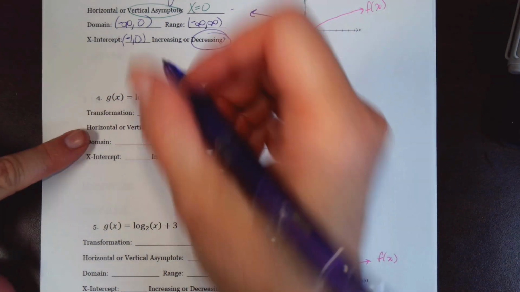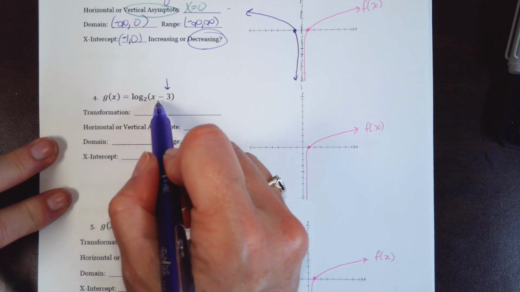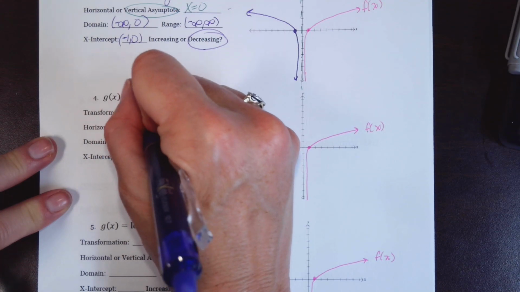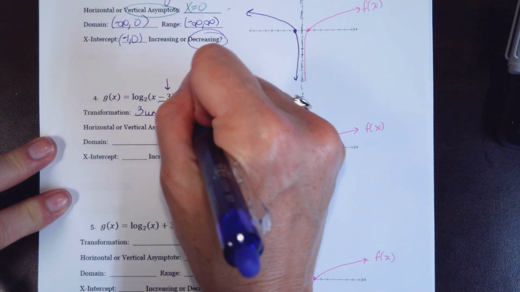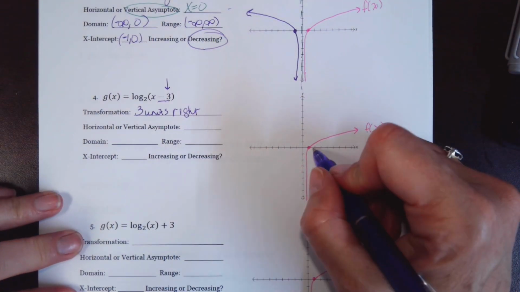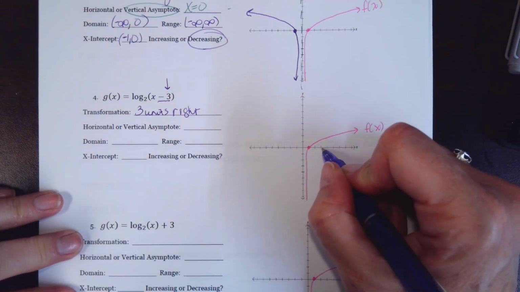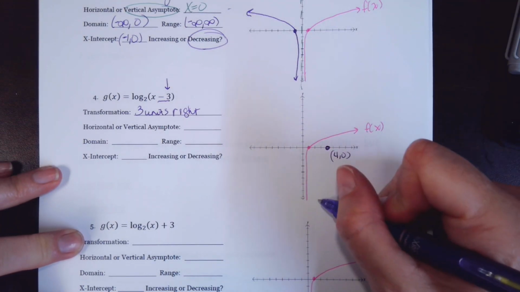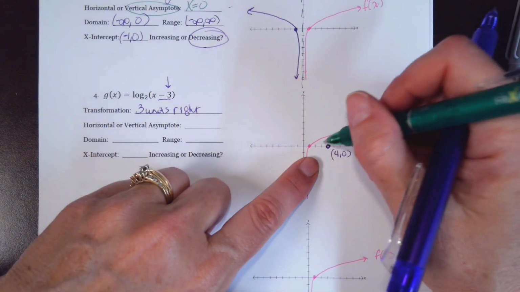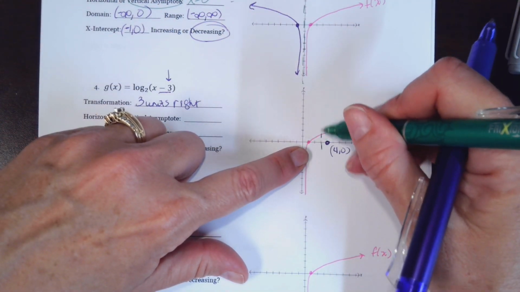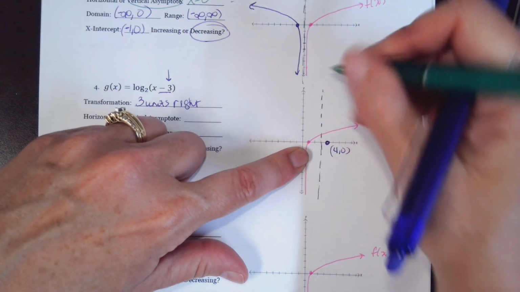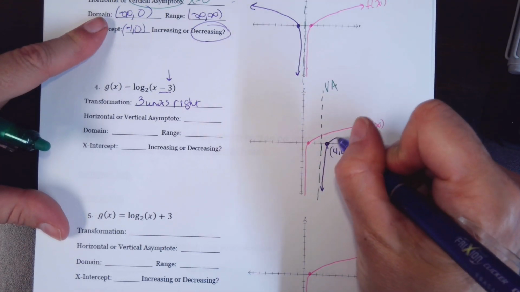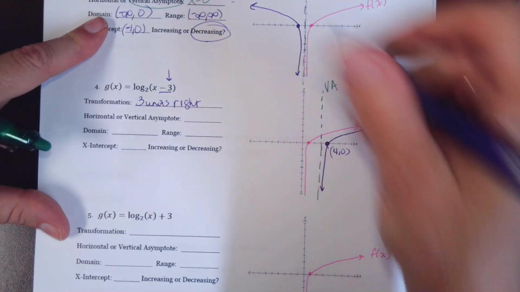All right, let's see. There's my transformation. It's inside attached to the x. It started out as x minus 8, so I'm going 3 units to the right. So I'm taking this intercept and I'm shifting it 1, 2, 3 units. There's my new x-intercept at 4, 0. And I'm going to mark in my vertical asymptote because it did change this time. And that helps me guide where this tails down. There is g of x.